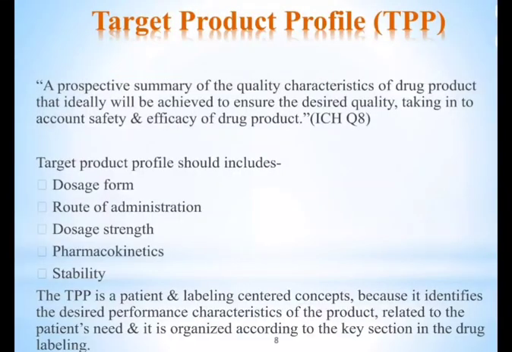Next, target product profile is basically a summary of what we want the final drug product to be like. It defines the ideal quality, safety, and effectiveness of the drug before development begins. A target product profile usually includes dosage form, route of administration, dosage strength, pharmacokinetics, and stability. Overall, the target product profile is patient focused.